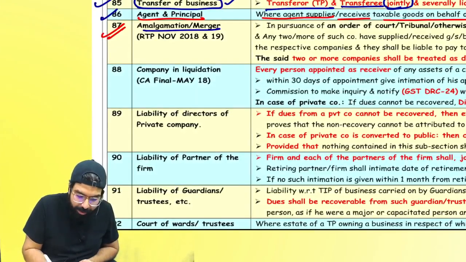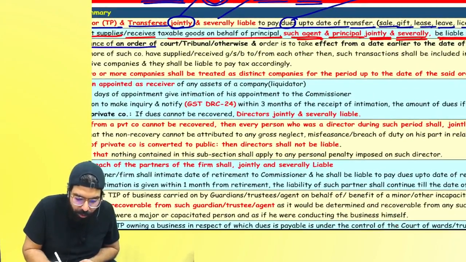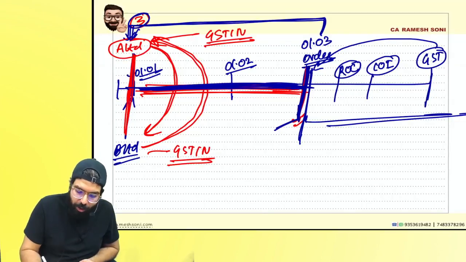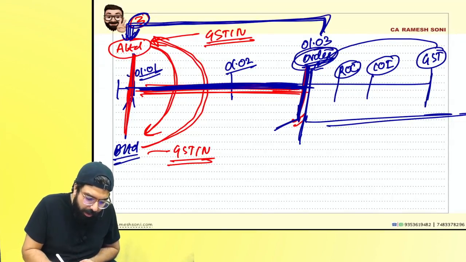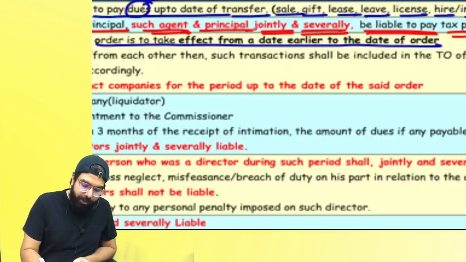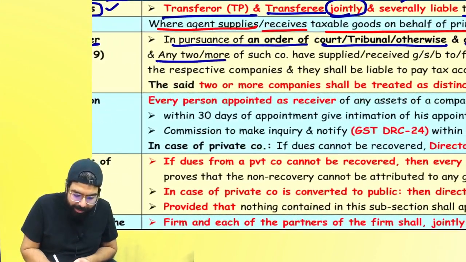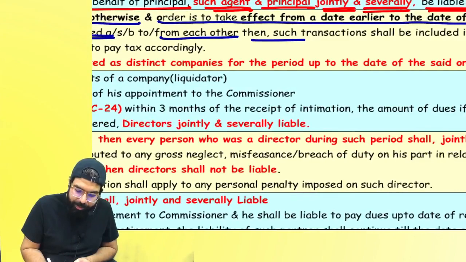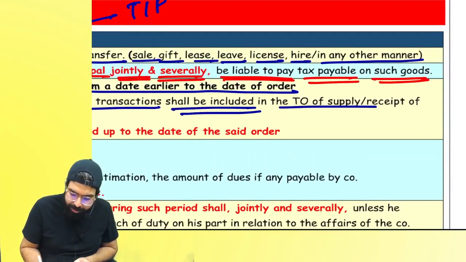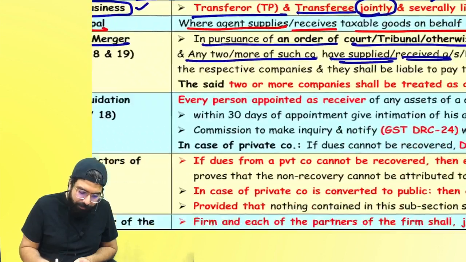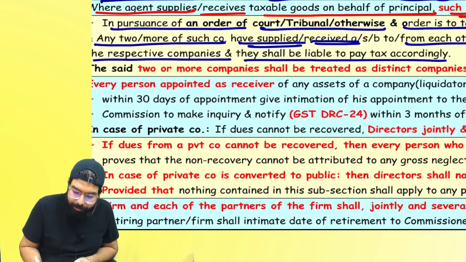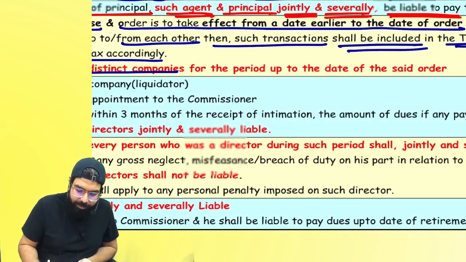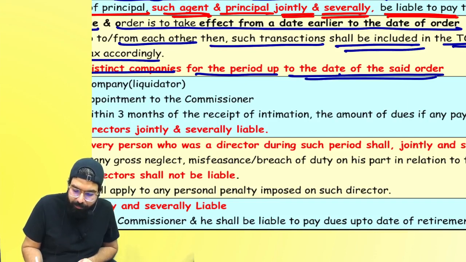The same thing is told: amalgamation or merger pursuant to an order of court or tribunal or otherwise, and the order is to take effect from a date earlier than the date of the order. The order came over here, and the order took effect from 1st of January, earlier. And if any two or more of such companies have supplied or received goods from each other, then such transactions shall be included in the turnover of supply or receipt of the respective companies, and they shall be liable to pay tax accordingly. The said two or more companies shall be treated as distinct persons for the period up to the date of the said order.